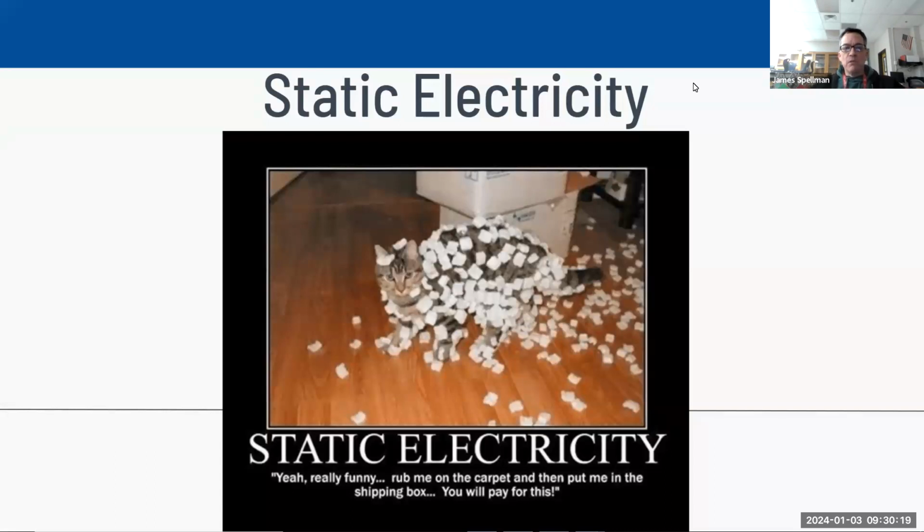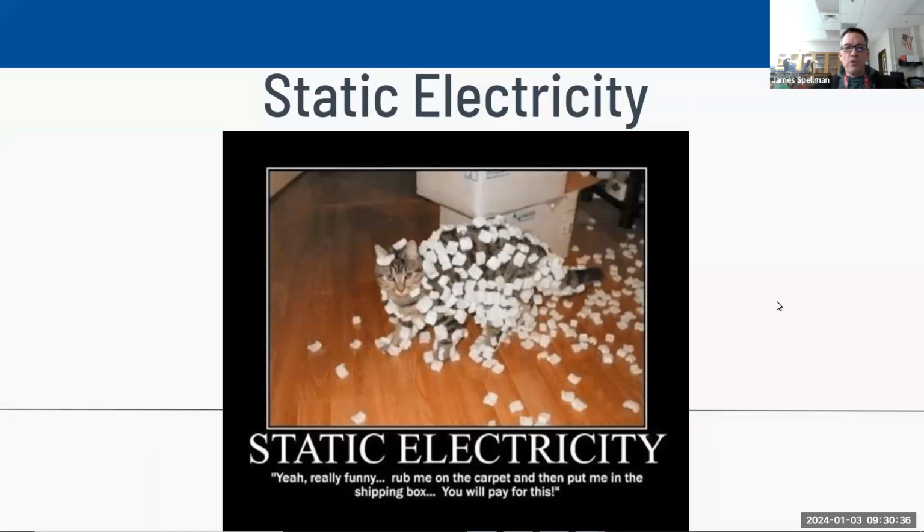Found a great meme. Some of y'all know I have cats. This is what cats do. In this case, you see the cat. It says, yeah, real funny. Rub me on the carpet and then put me in the shipping box. You'll pay for this. You can see that the stuff is sticking to the cat.